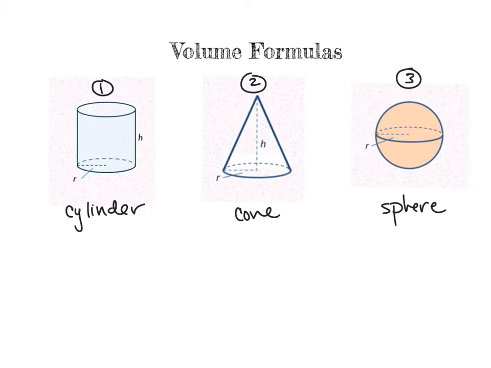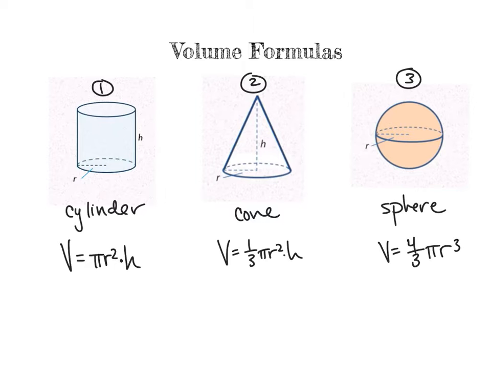Okay, so how do I find volume of a cylinder? Well, the formula is pi times my radius squared times height, which really is just the area of the base times the height. How do I find volume of a cone? Well, volume of a cone is 1/3 pi times radius squared times height. And how do I find volume of a sphere? Well, sphere is 4/3 pi r cubed.